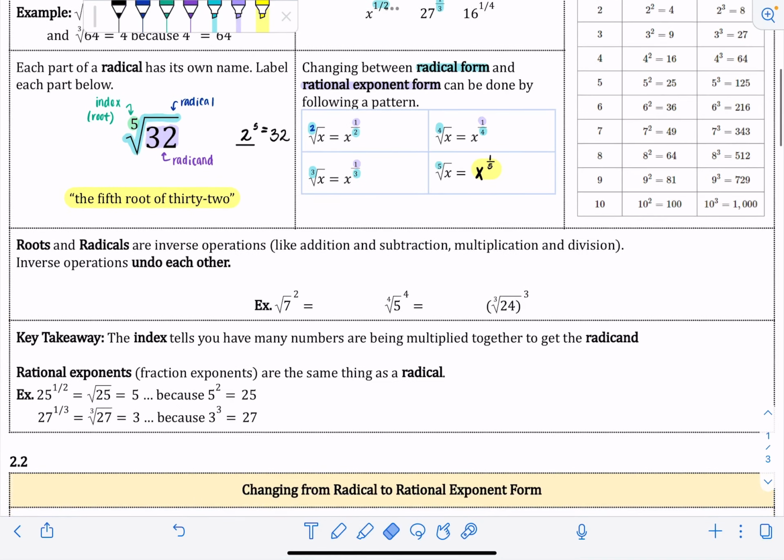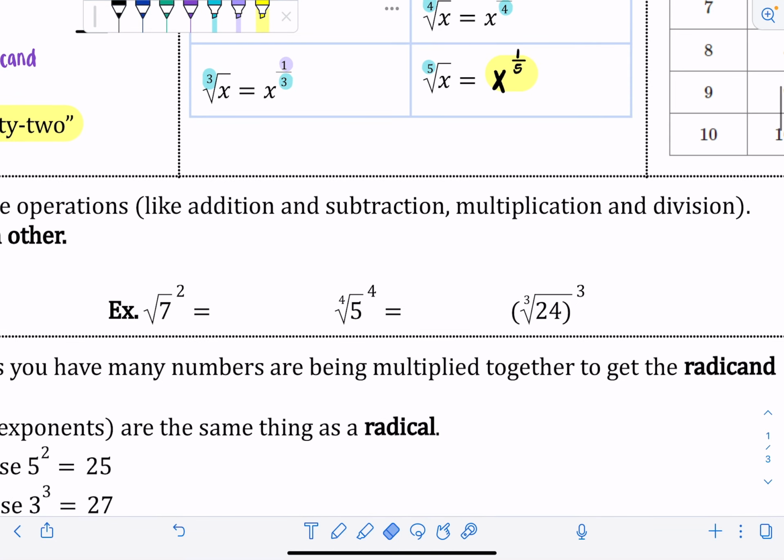So I'm going to zoom in on my examples, starting with this square root of 7 squared. I know if I don't see a number here, this is a square root. So if I have a radical that has an index of 2, it cancels out an exponent of 2, and I would just be left with what was inside the radical, the radicand. So just 7.